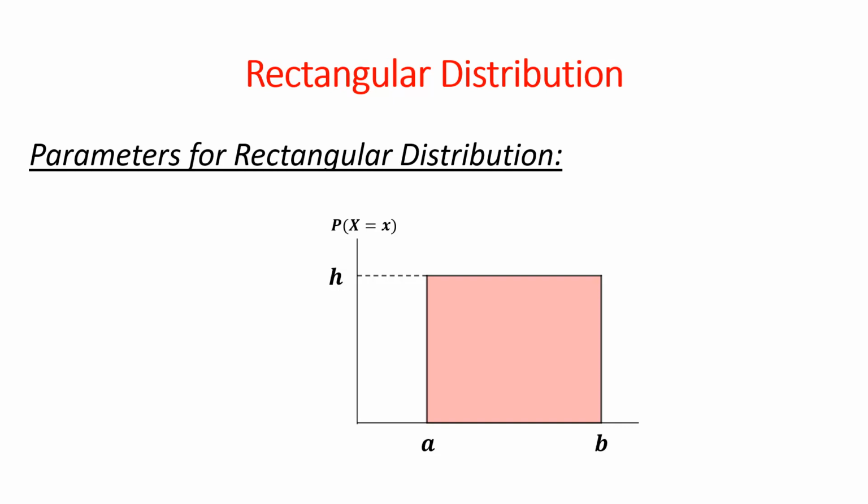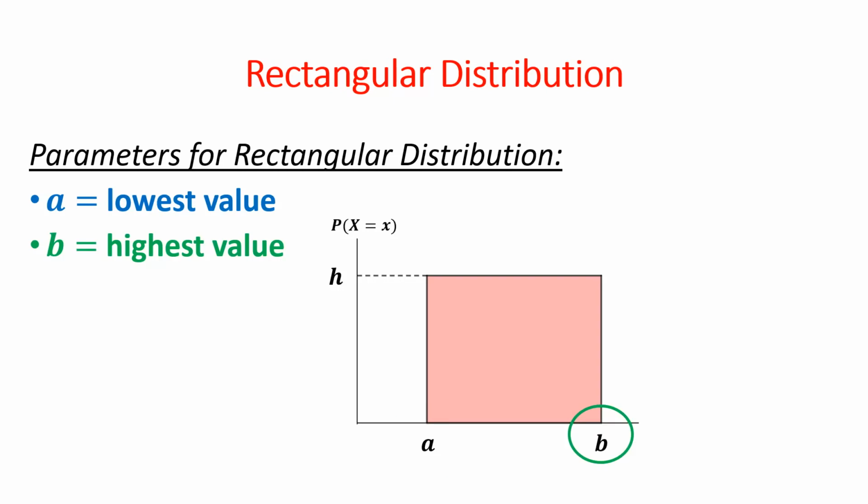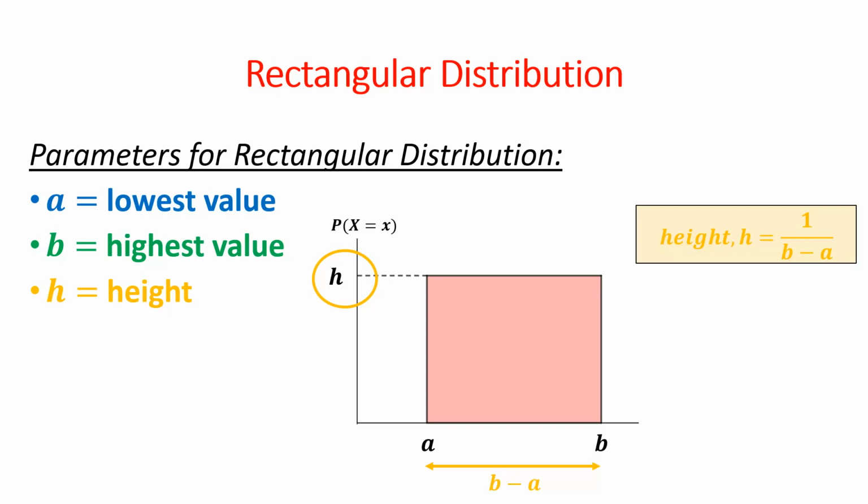Here are the parameters for the rectangular distribution. We have a value of A, the lowest value, and a value of B, the highest value. We have the height of the rectangle, and there's a little formula provided on your formula sheet. To work out the height, we go 1 divided by B minus A.